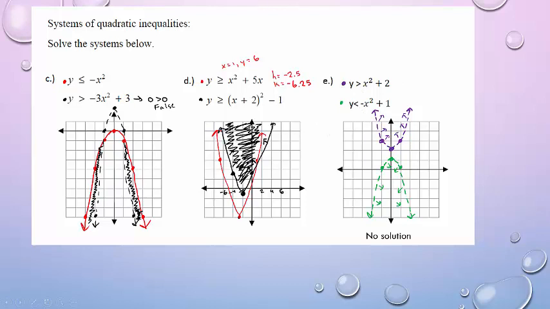It's not that they're really hard to do. You just have to take your time and not rush through them. We don't usually get a lot of these problems to do because there is quite a bit of work that goes into them. But again, we just want to take our time, make sure we graph our first parabola correctly, we know to shade the correct side, we graph our second one correctly, we shade the correct side, and then we see if there's overlap.